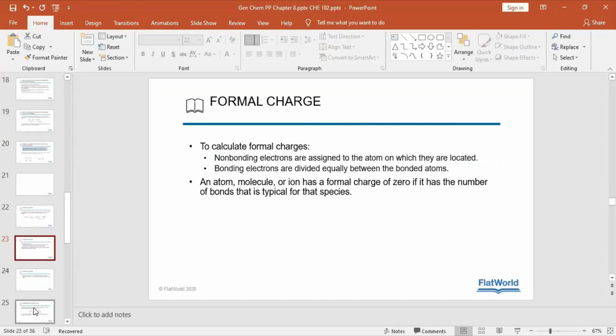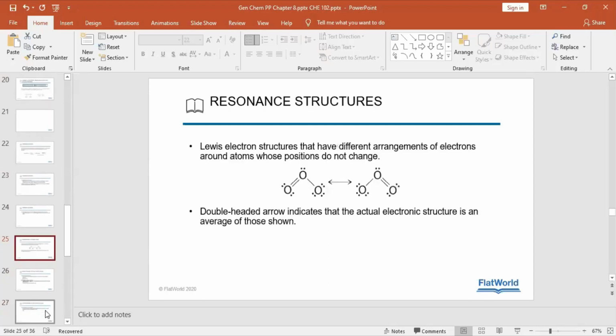Formal charges. To calculate formal charge, non-bonding electrons are assigned to the atom on which they are located, and bonding electrons are divided equally between the bonded atoms. An atom or molecule or ion has a formal charge of 0 if it has the number of bonds that's typical for that species.